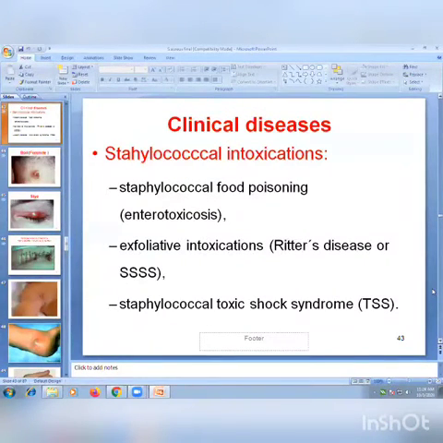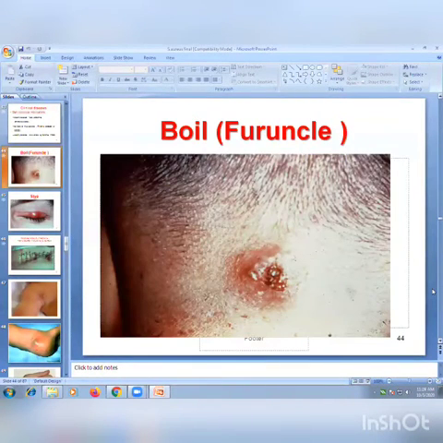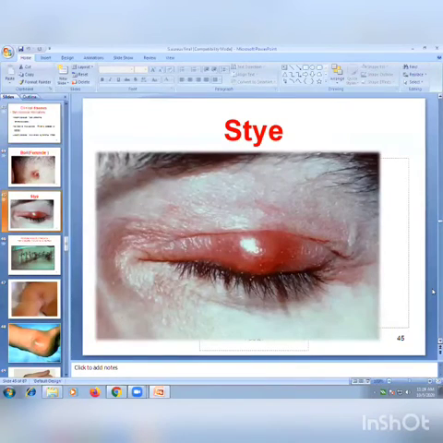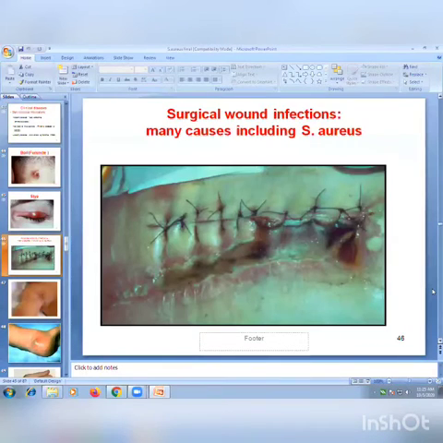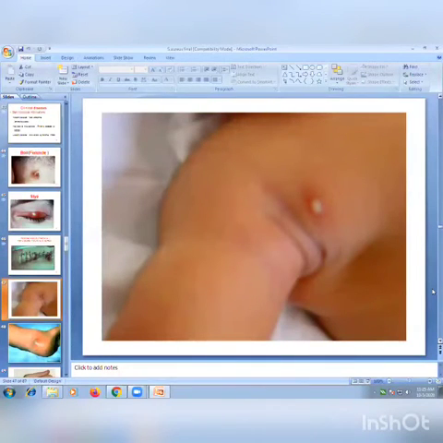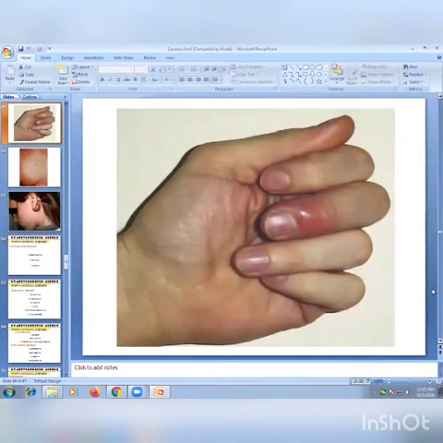Clinical diseases include staphylococcal intoxication, staphylococcal food poisoning, exfoliative intoxication, Ritter's disease or staphylococcal scalded skin syndrome. Staphylococcal toxic shock syndrome is also produced by this organism. So these are a few pictures: boils or furuncles, styes on the eyelid, and generally signs of infection occur. These are surgical wound infections, and these are the first forming small lesions on the skin. Again, these are different types of skin infection.